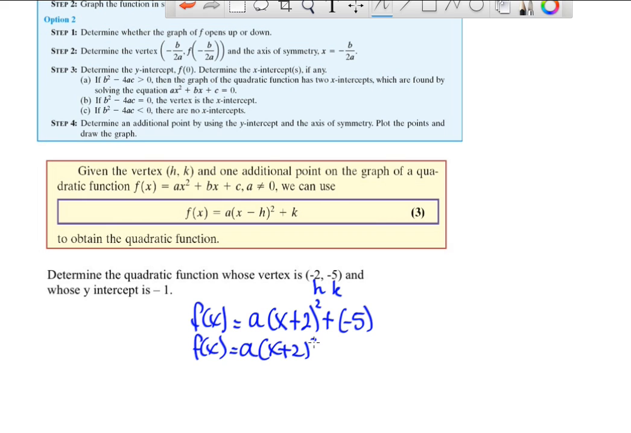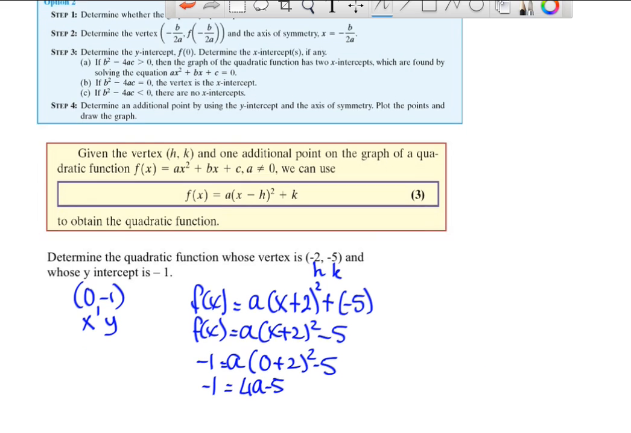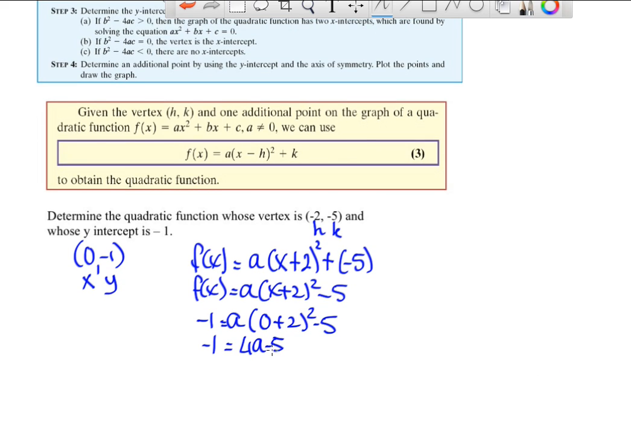and then I need to use that last piece of information. It says the y-intercept is negative 1, so that means that the point 0, negative 1 is on the graph. That's an x, that's a y, plug them in, and that should allow you to find a. So negative 1 is equal to 2 squared is 4, so this is 4a minus 5. Move this one across, plus 5. You get 4 is equal to 4a, so a equals 1.